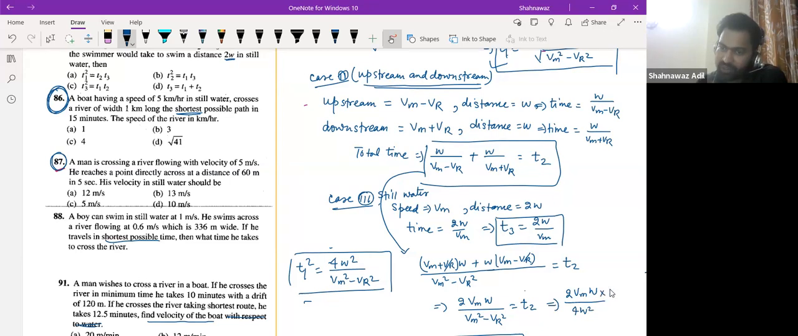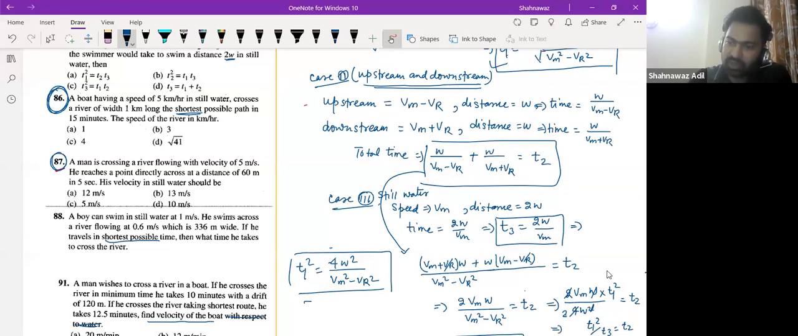And then this is T1 square. And this is T2. Right. Now what is T3? T3 is, so this W will cancel. This 2 and this 2 will cancel. So what we will get? So 2W by Vm. Right. So what is this thing? This is divided by T3.